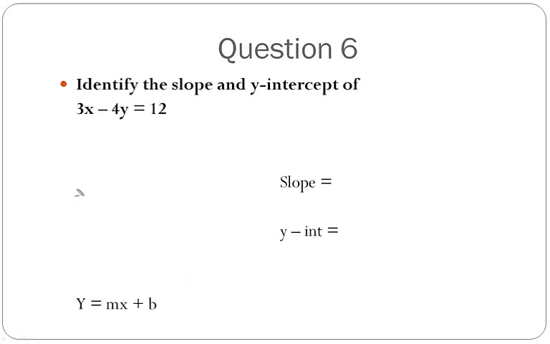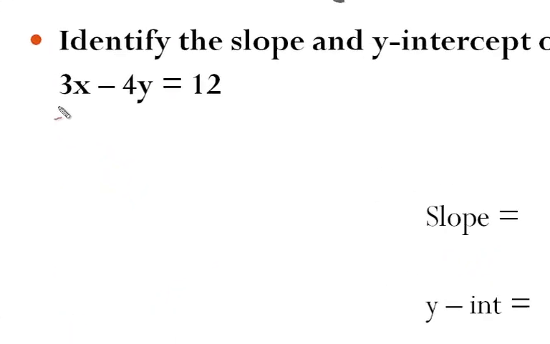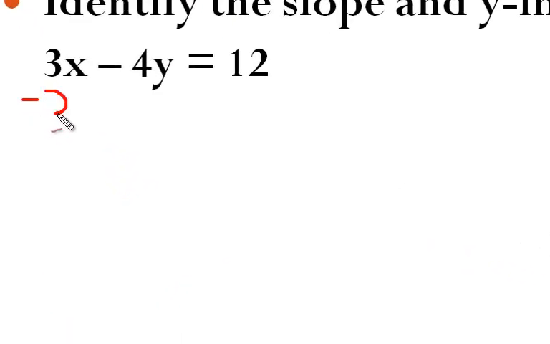Question 6 is just like question 5. We're still trying to find the slope and the y-intercept. So we're going to do that the same way. We're going to isolate y. So we're going to start by subtracting 3x from both sides. That will cancel out this term here.